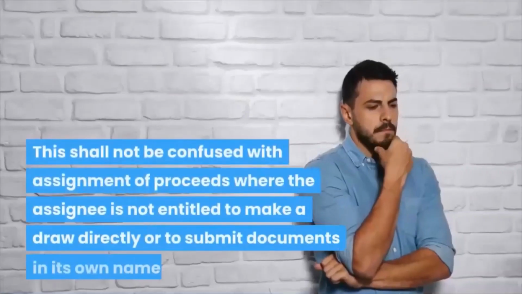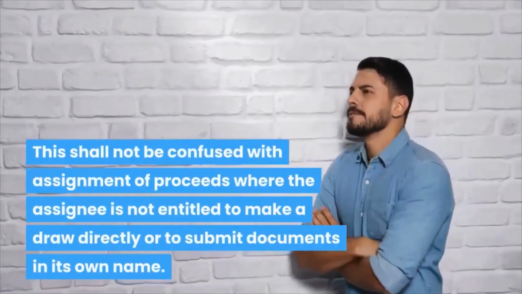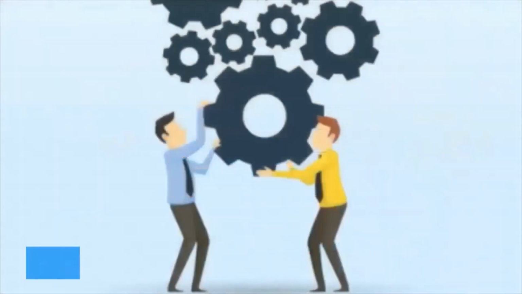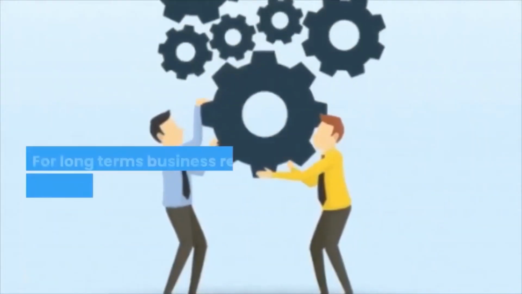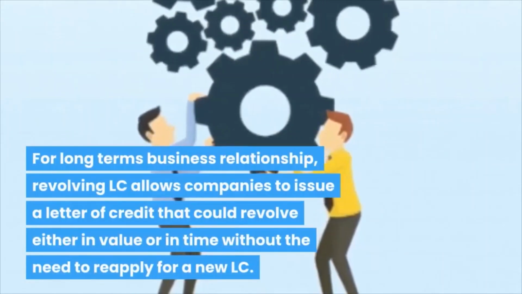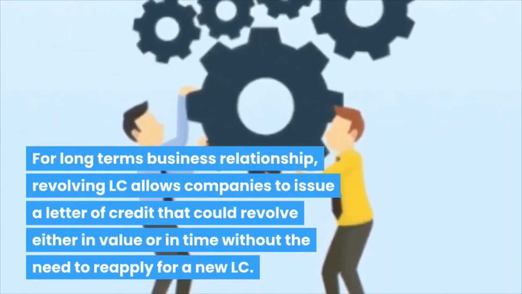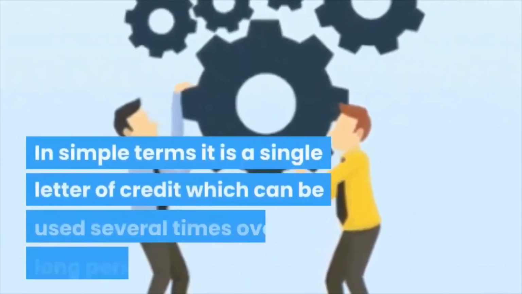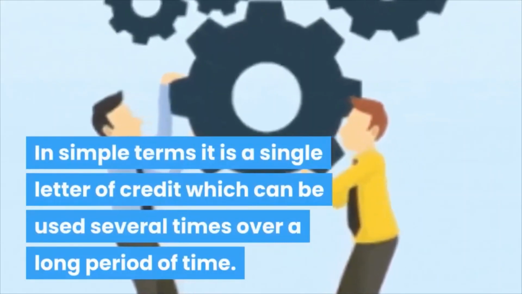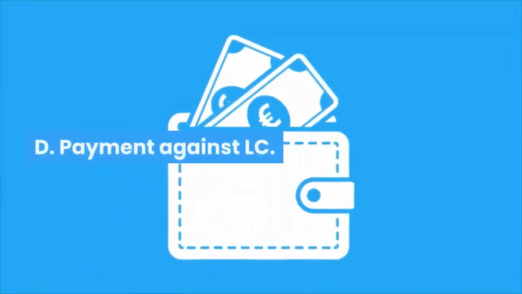This shall not be confused with assignment of proceeds, where the assignee is not entitled to make a draw directly or to submit documents in its own name. 4. Revolving. For long-term business relationships, a revolving LC allows companies to issue a letter of credit that could revolve either in value or in time without the need to reapply for a new LC. In simple terms, it is a single letter of credit which can be used several times over a long period of time.